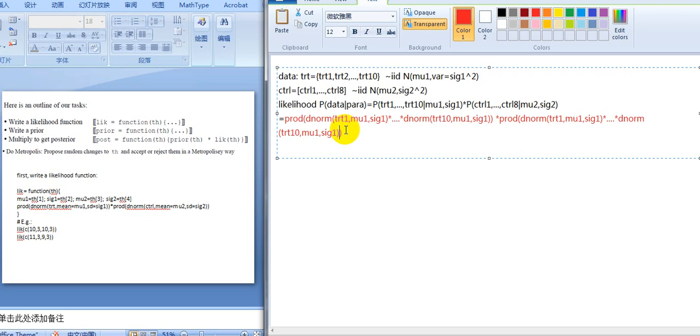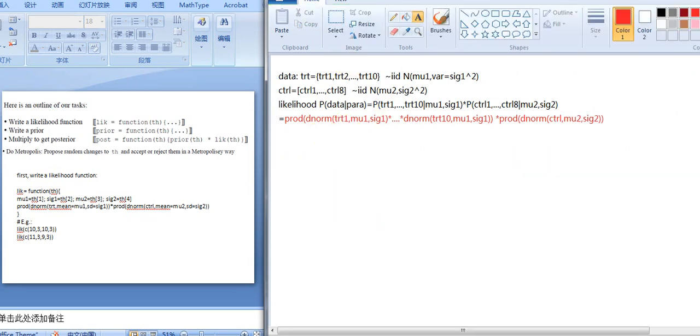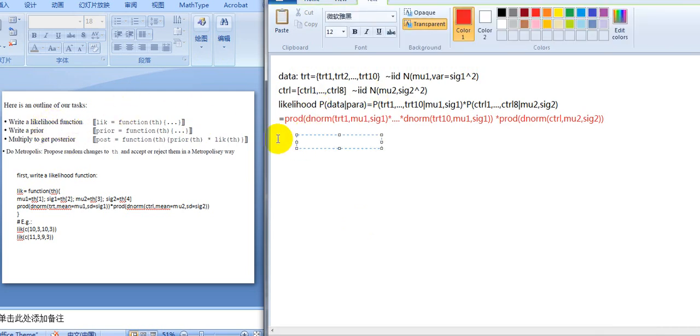This part is for the control group. Okay, this is how we write down the likelihood function. Then after you write this likelihood, we need a prior, right? The prior actually is the marginal probability for the parameters.